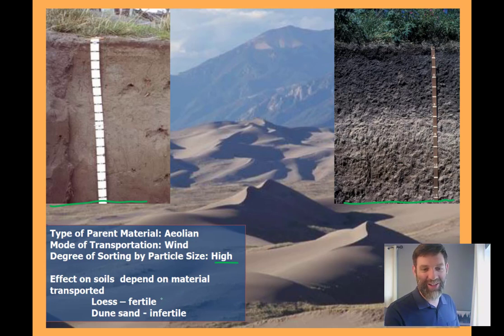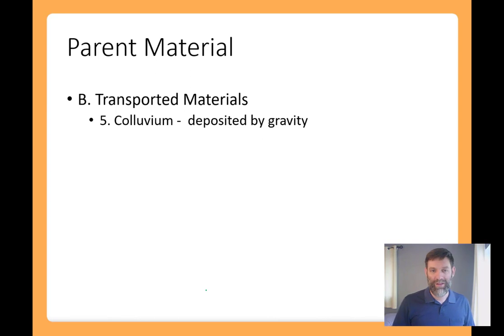Depending on what kind of material, the loess is fertile. Dune sand, not so much. There's not a lot of nutrition held by sand. One more transporting agent is gravity. And material transported by gravity we call colluvium.